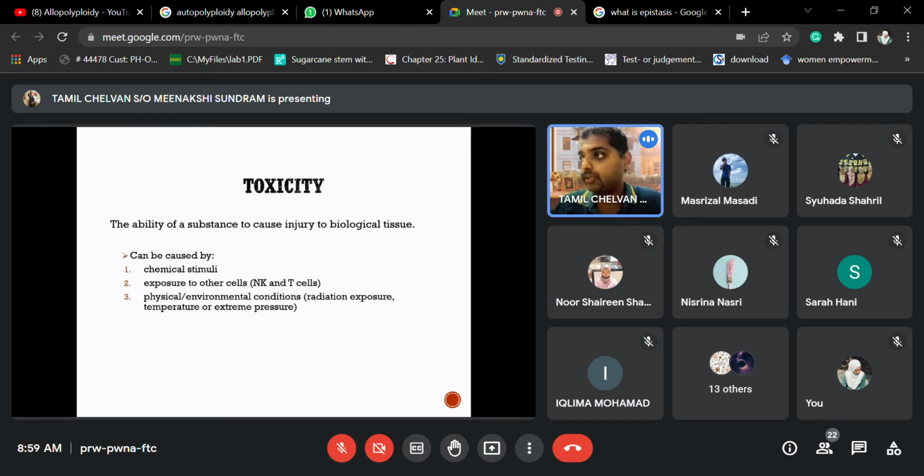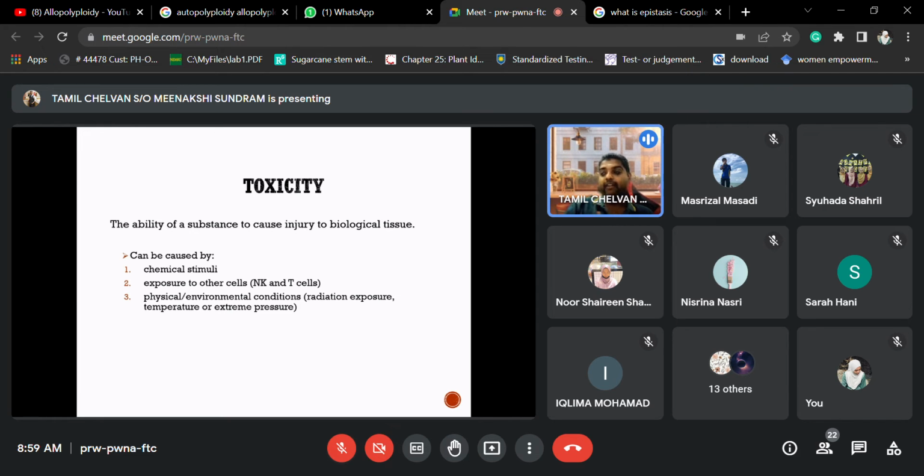Okay, sorry students. Okay, radiation exposure, like okay, X-ray radiation, it's also radiation kan, but that kind of radiation is a very small radiation. If you go for some kind of radiotherapies due to cancers and so on, then it is a very big radiation lah. It can also cause toxicity to the cell.